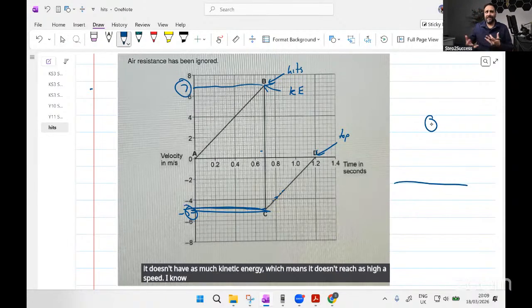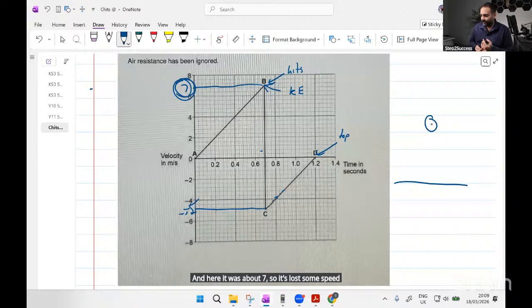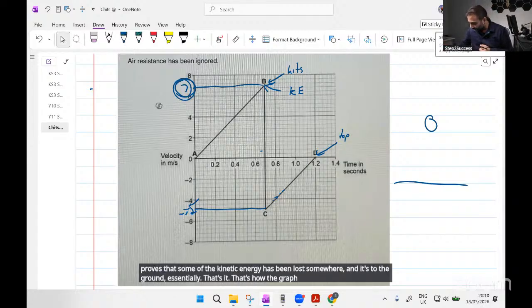I know it's negative, that makes it confusing, but it's just going the opposite direction. But what you're doing is comparing the fact that its speed here is about 5, and here it was about 7. So it's lost some speed after bouncing, and that proves that some of the kinetic energy has been lost somewhere, essentially to the ground. That's how the graph shows it.